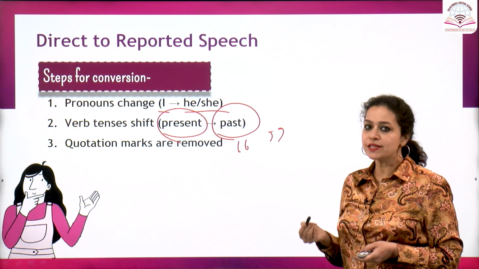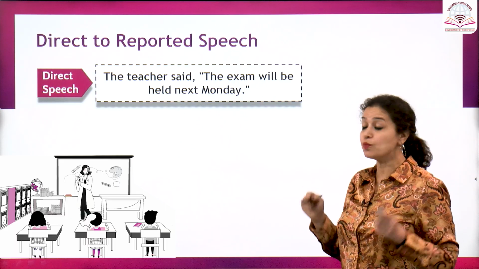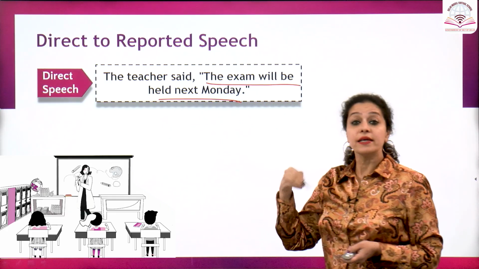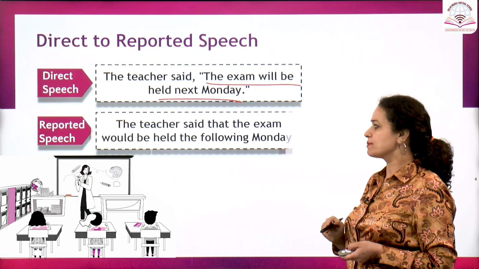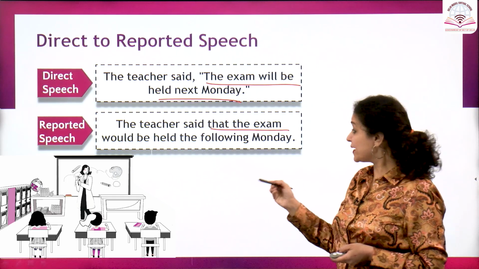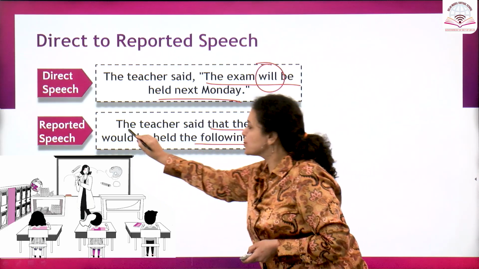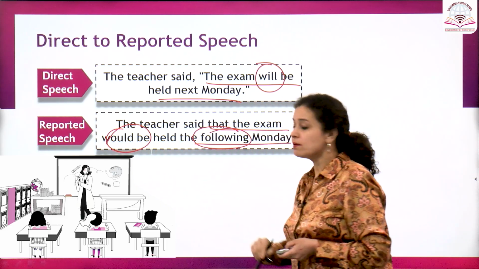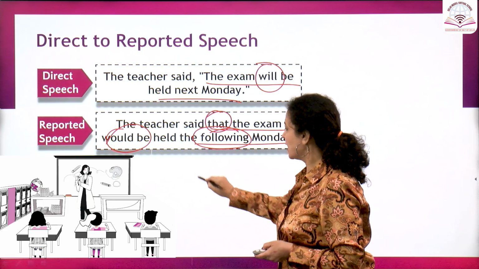Now let me show you an example for the same. We have this sentence in direct speech and it is in double inverted commas. It says, "The exam will be held next Monday," the teacher said. When we are changing this into reported speech, it becomes like this. The teacher said that the exam would be held the following Monday, and we can see the change. For example, will changes to would here and next Monday changes to the following Monday, and there is one additional word that has been added, and that is "that".